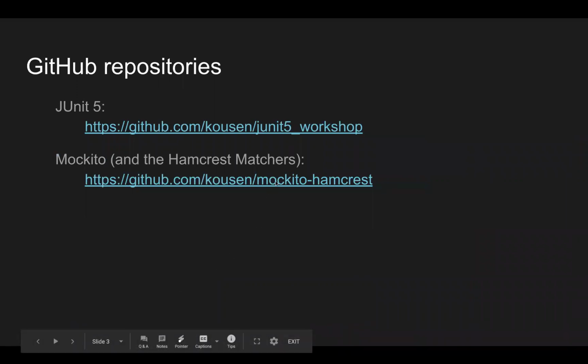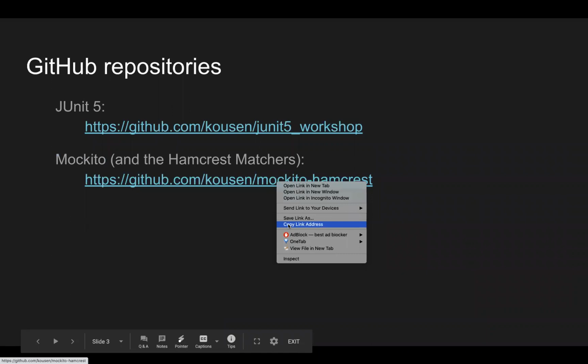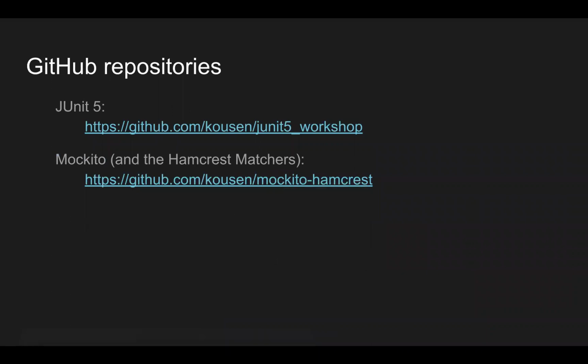Yeah, random tests, right? Let me copy this also. So I have two separate repositories, one for just JUnit and one for Mockito. And also it's got some examples using the Hamcrest matchers, which we don't care about today, but they happen to be in the same repository in case you're interested.